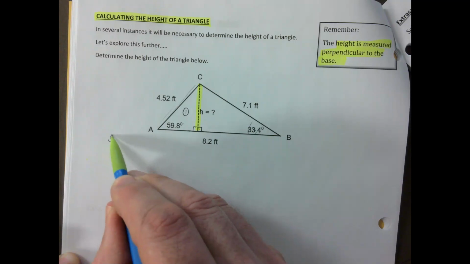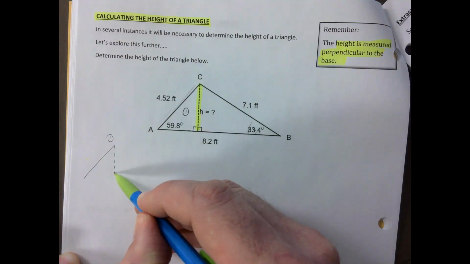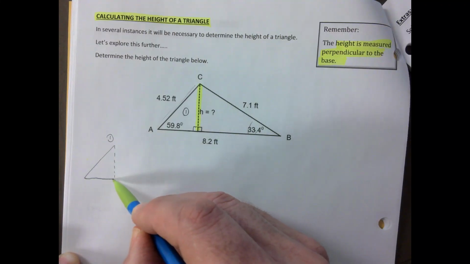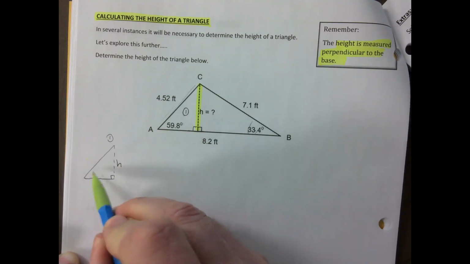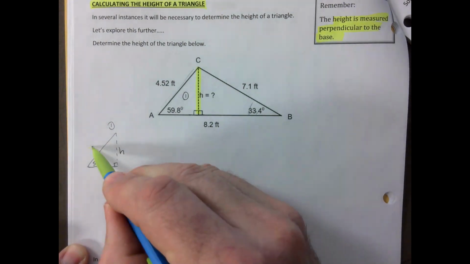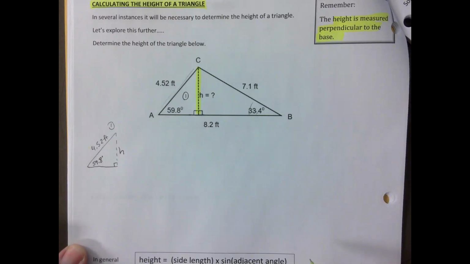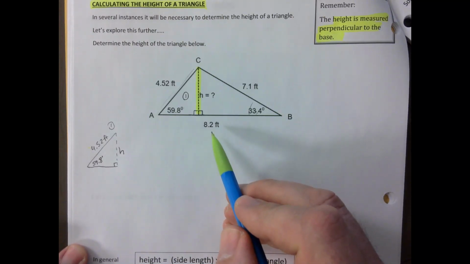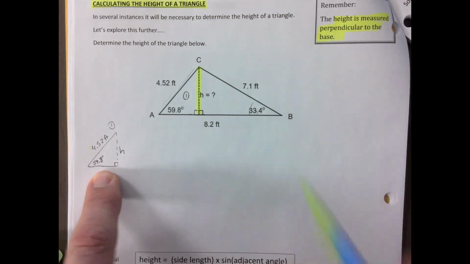If we take that triangle out, let's just sketch it here. We're going to cut it out where this is our height. This angle, 59.8, comes with us here. The 4.52 feet will also come with us. Question, will the 8.2 follow us? No, right? It belongs to the big triangle. We can't use it, so leave it. Okay, so this is all we have.